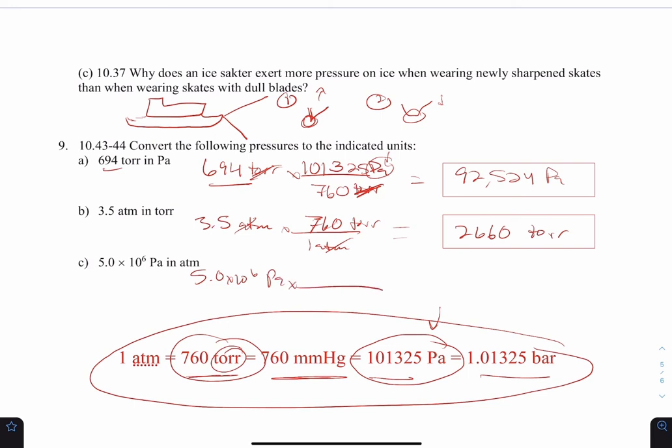And then the last one, 5.0 times 10 to the 6th pascals. I would put 101,325 pascals down here, and they want this in atmospheres, so that's going to be 1 atmosphere. And then I'm just going to put another little box down here, and if you do that correctly, you should get about 49.35 atmospheres.